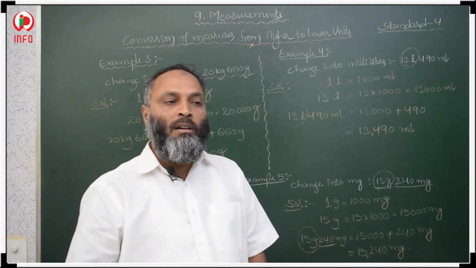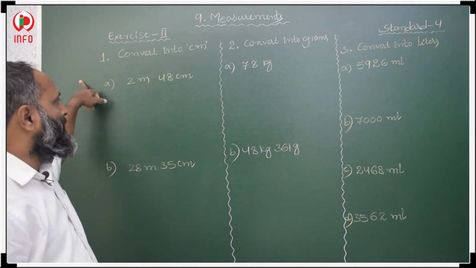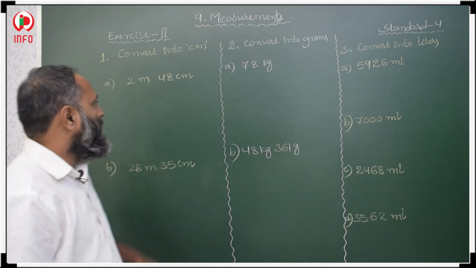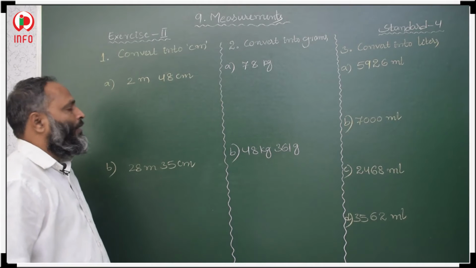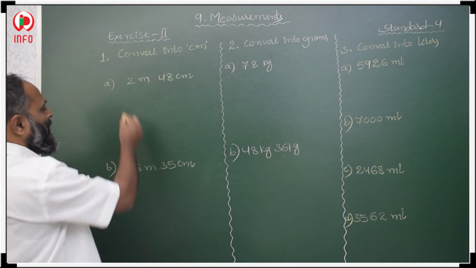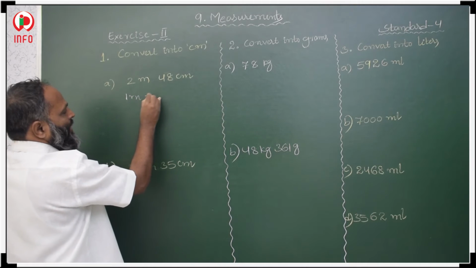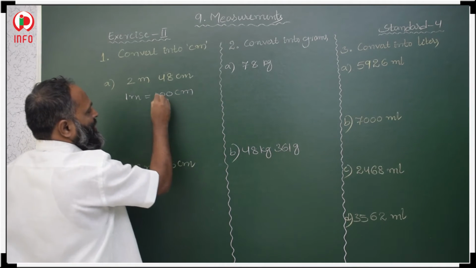Okay students, so now see exercise first. Convert into centimeters. Here meters and centimeters are given, so that completely we should convert into centimeters. Here first, meters. 1 meter is equal to how many centimeters? 100 centimeters. 1 meter is 100 centimeters.